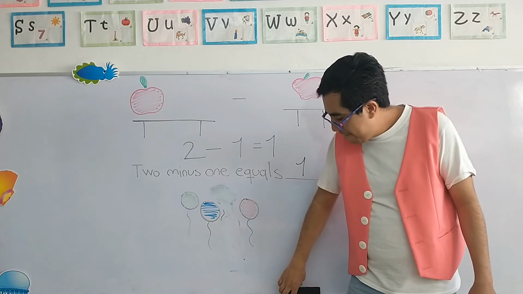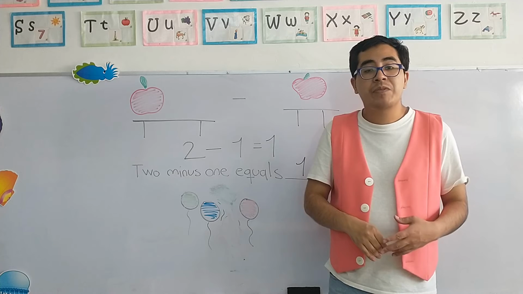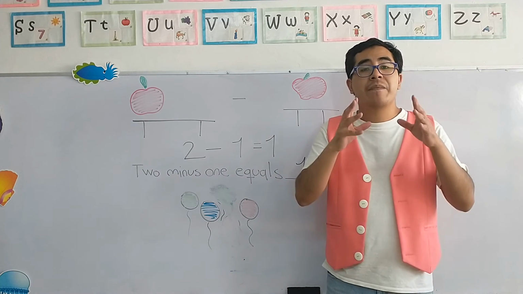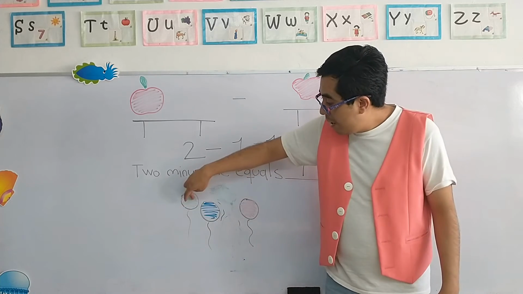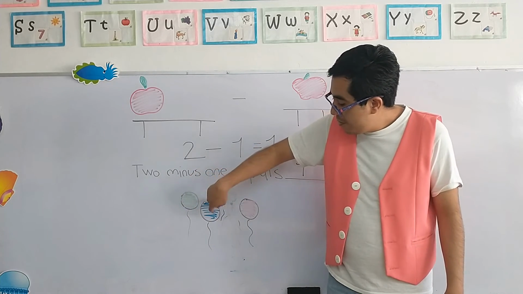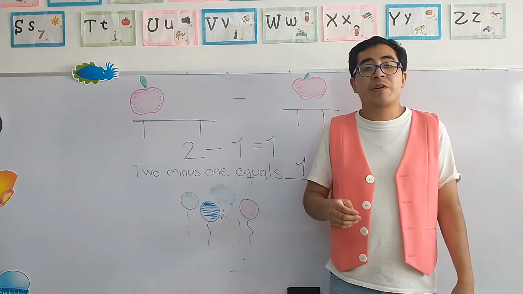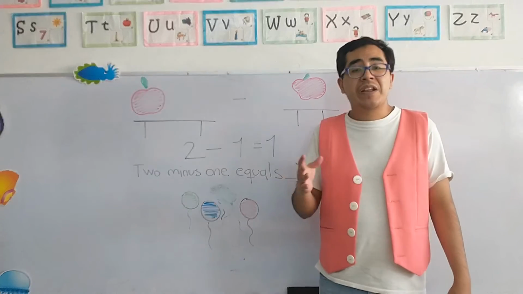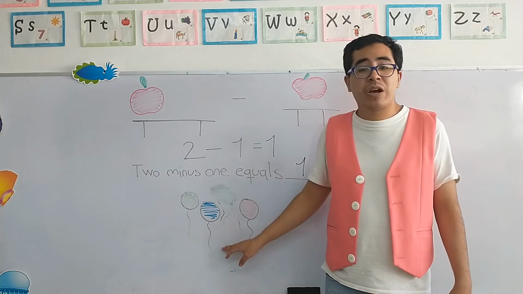Okay. What's the result? Let's count again. Vamos a contar ahora de nuevo para ver cuánto es el resultado, ya que quitamos 2. 1, 2, 3. So what's the result? Number 3.